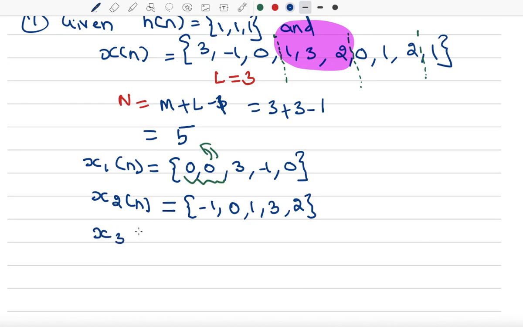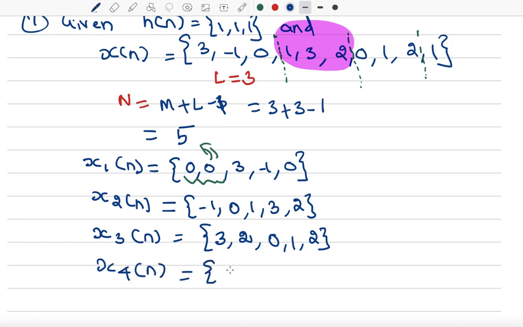Similarly we can write x3 of n. What is x3 of n? So the previous term, that is previous m minus 1, 3 comma 2, following the new sub block 0 1 and 2. And similarly x4 of n equal to previous m minus 1 term, that is 1 comma 2 and the sub block 1. Okay, now the length is 3. So what we are going to do is 0 pad it and make the length n equal to 5.